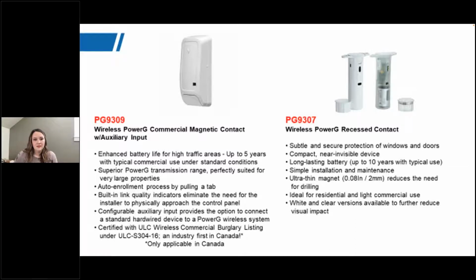And then the 9307, they're the recessed. Obviously, a lot of people don't like looking at a big white piece of plastic on their door. Well, there you go. You've got a recessed wireless contact as well. Perfect. I like the option. I'm an option person. I like the options. And then same thing here with the outdoor contact, right?